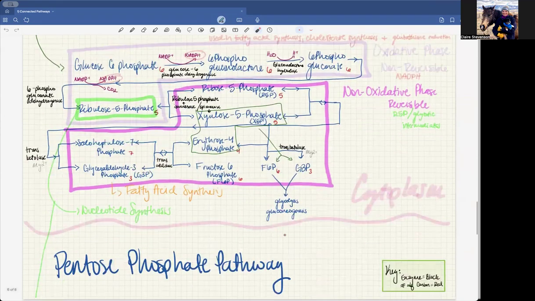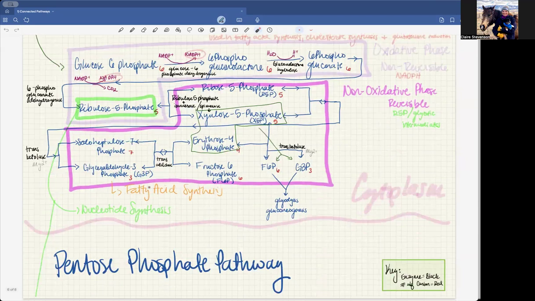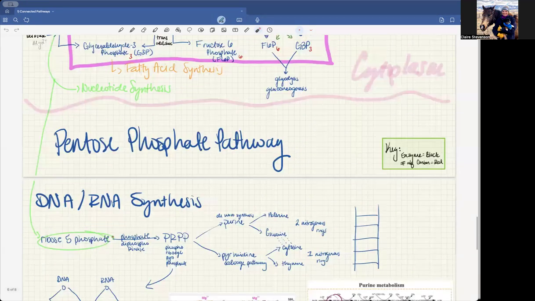In terms of fatty acid synthesis, I didn't really talk about this last time, but glyceraldehyde 3-phosphate, G3P, is an important fatty acid synthesis intermediate. And I did briefly touch on how NADPH is used for fatty acid synthesis as well. Last time I did talk about how ribulose 5-phosphate is used for nucleotide synthesis. So that's what we're going to talk a little bit more about now.